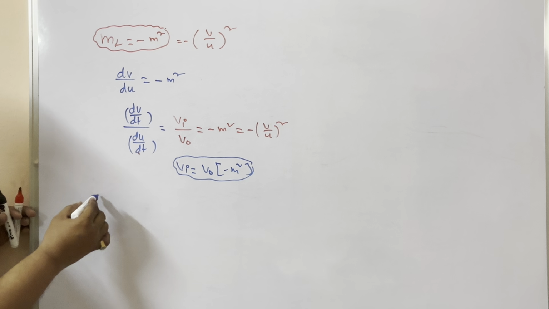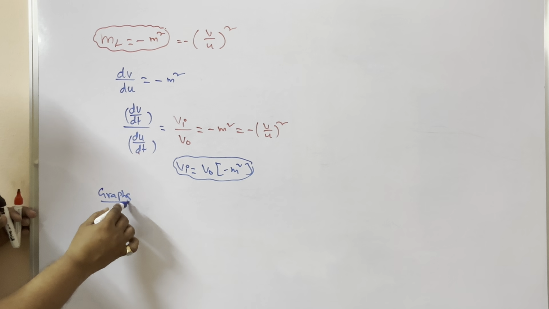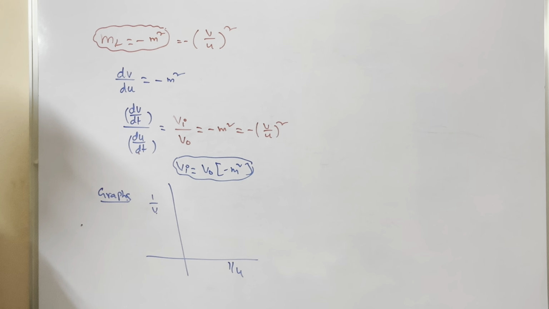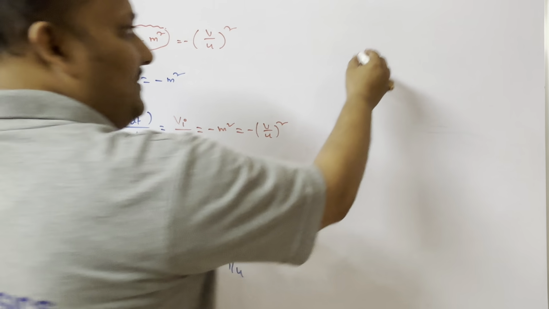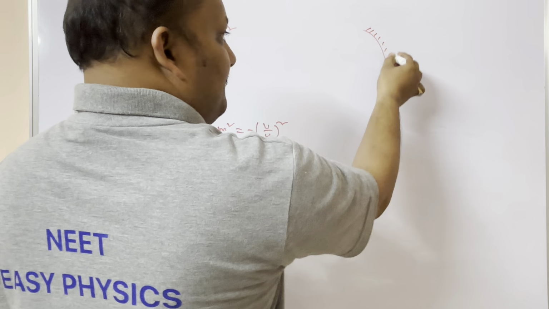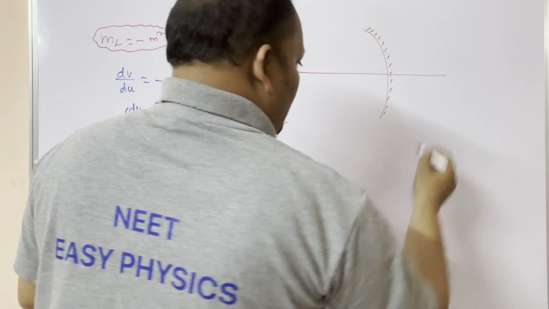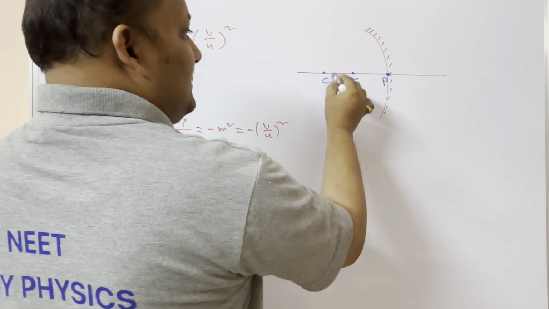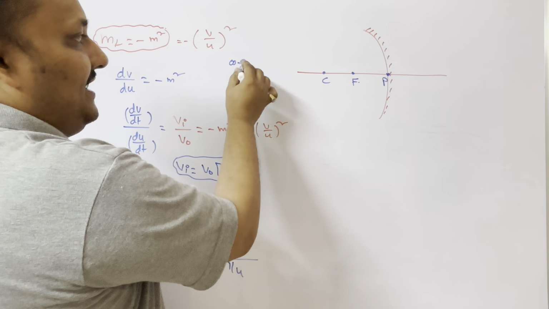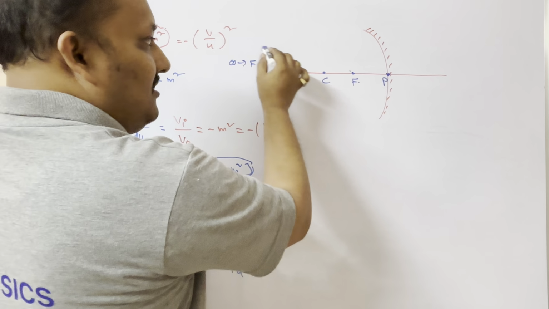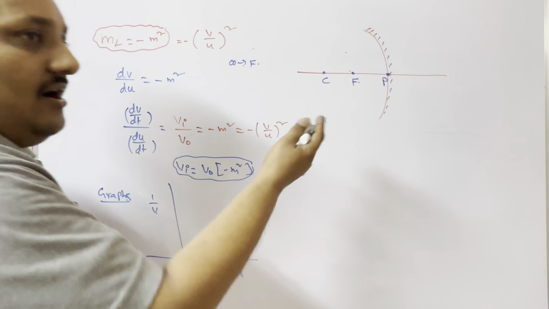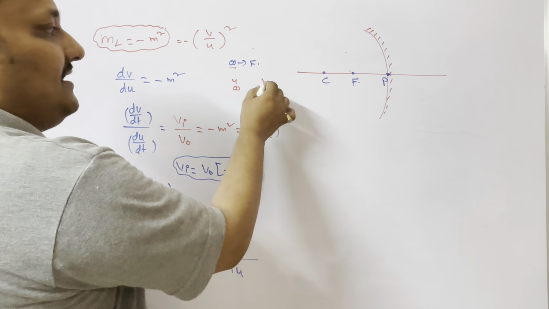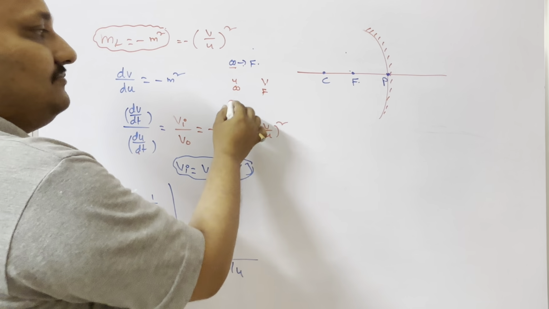Next we will see graph natures. How the graphs will come for 1 by v and 1 by u. How the image changes in front of the mirror: if you are taking a concave mirror with pole, focus, center of curvature, and you bring the object from infinity up to f, how is the image going to move? At infinity if you place the object, the image is going to form at f, isn't it?